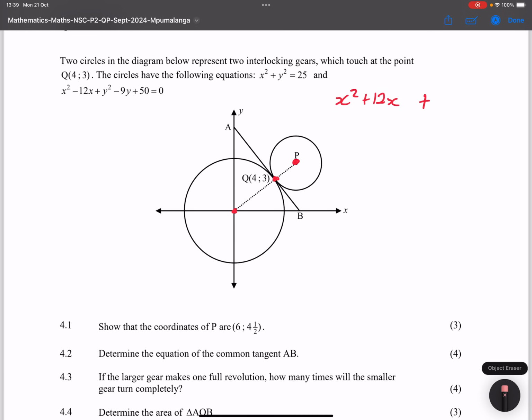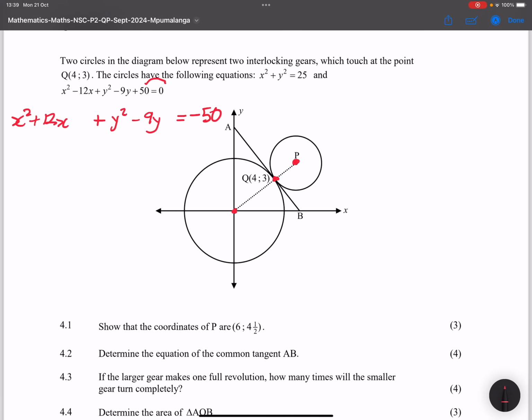Let me just make sure that I have sufficient space. So this is x squared minus 12x, right? And I'm going to leave a gap there. And I'm going to say y squared minus 9y, and I'll leave a gap. Take the 50 to the other side, that becomes negative 50.